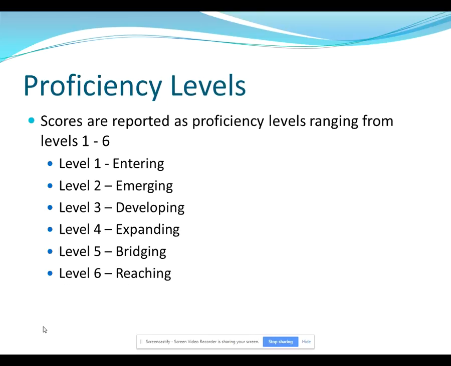The proficiency levels that are reported on the assessment results range from levels 1 through 6. And you see here they range from entering as the beginning descriptor at level 1 to reaching at level 6. So to further explain the variance between entering, emerging, developing, expanding, bridging, and reaching, at the simplest level, a student at level 1 is using simple words, phrases, and very basic sentences to communicate, and is in need of lots of visual support and explicit language use and language representation in their instruction.